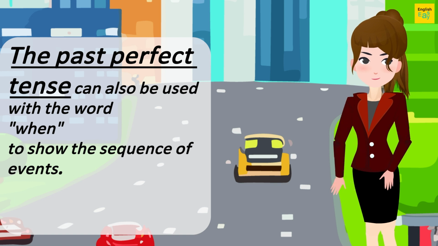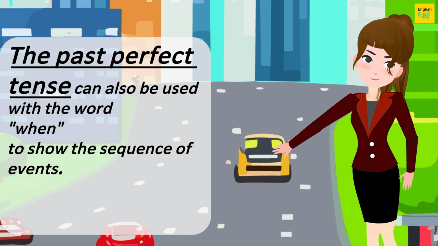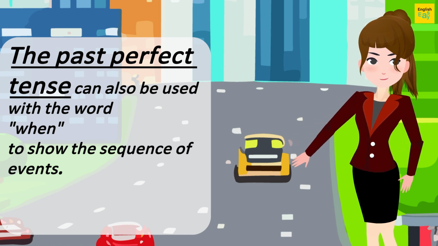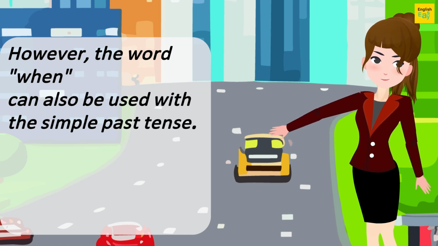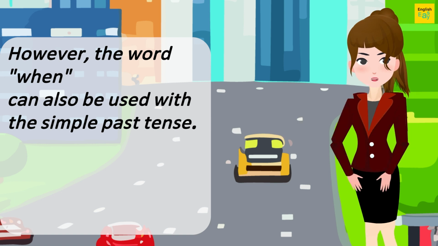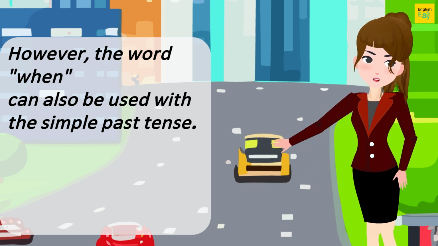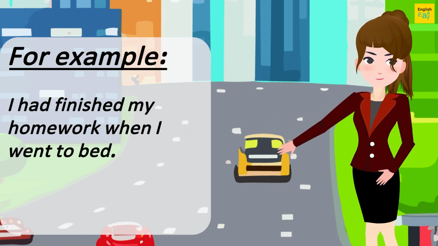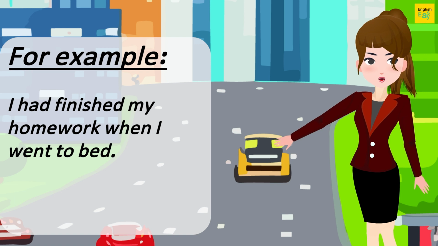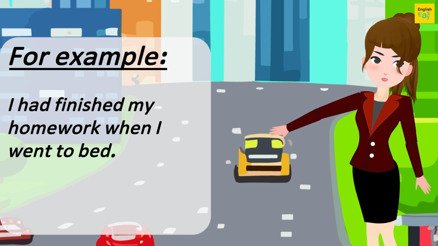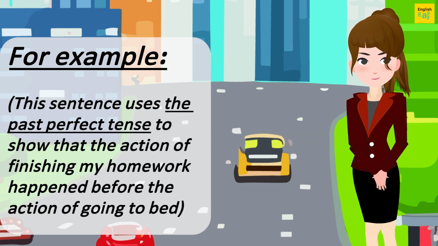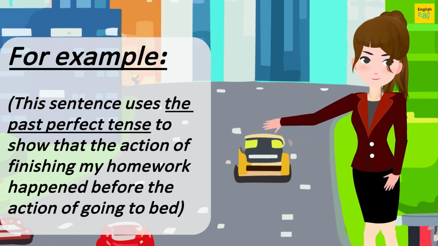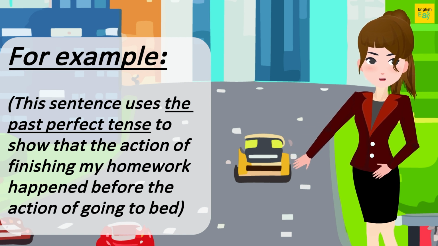The past perfect tense can also be used with the word when to show the sequence of events. However, the word when can also be used with the simple past tense. For example, I had finished my homework when I went to bed. This sentence uses the past perfect tense to show that the action of finishing my homework happened before the action of going to bed.